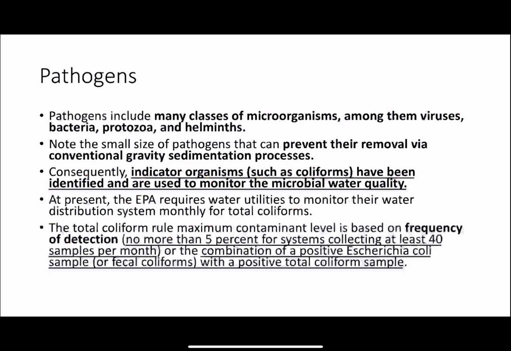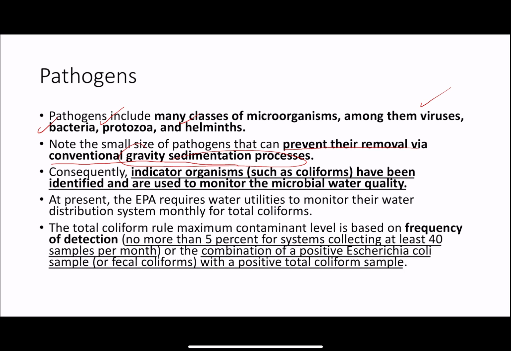Let's look at the meaning of pathogens. There are many classes of microorganisms, among them viruses, bacteria, protozoa, and helminths. The small size of these pathogens can prevent their removal via conventional gravity sedimentation. Because of their small size and density, they cannot settle. Remember, the density of water is almost 1, and you need something higher than 1 for it to settle. If it's less than 1, it will still be suspended. These pathogens are very small, so gravity sedimentation cannot remove pathogens.